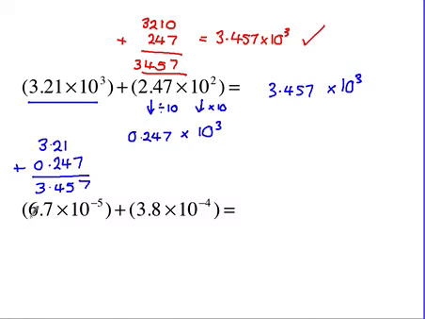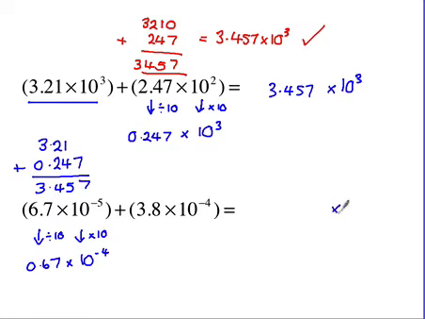Let's try doing this with this question here with the negative powers. So I'm going to make the powers the same. I could do this either way around, but usually I find it easier to raise them both to the same power. So I'm going to raise this one to become minus 4. So I'm going to turn this one into something times 10 to the power of minus 4. So I've effectively raised this part, so I'll compensate by lowering this part. So I get 0.67 times 10 to the power of minus 4.